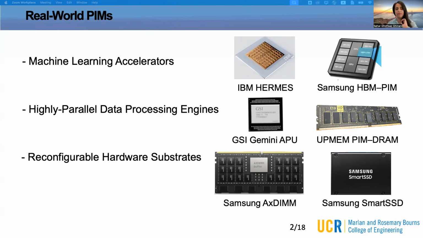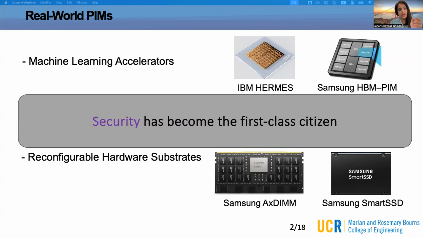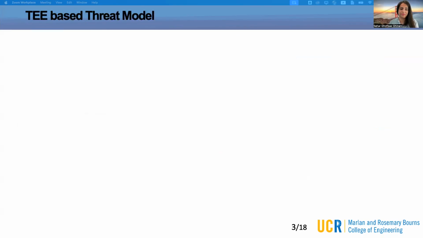So using these PIMs to perform computation over the data requires the plain text to be present in the memory, and this exposes the data to some vulnerabilities. There have been fewer efforts to provide security for PIMs. Thus, nowadays, security has become a first-class citizen in this area of research, as well as performance. Okay, so now let's see what these vulnerabilities are that we're talking about.